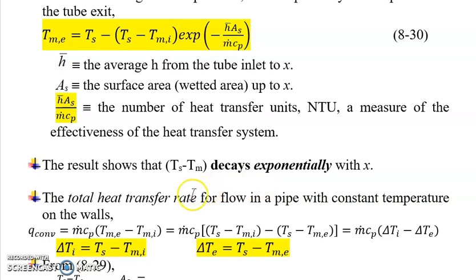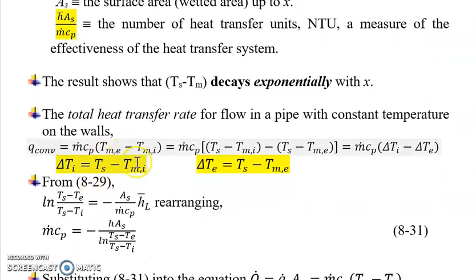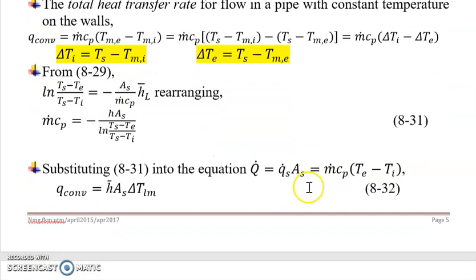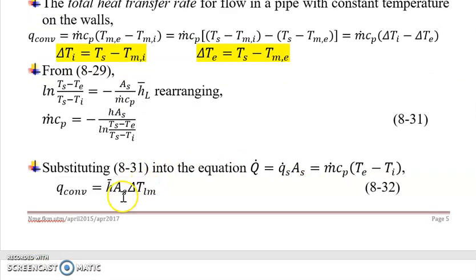So, knowing the surface temperature, as we said earlier, we want to know the total heat transfer rate for flow in a pipe or channel with constant surface temperature on the walls. We have here, remember the earlier equation, rearranging, and substituting the m dot Cp from 831, we get what we are finally interested in, which is 832. So this is for the boundary condition of constant surface temperature.